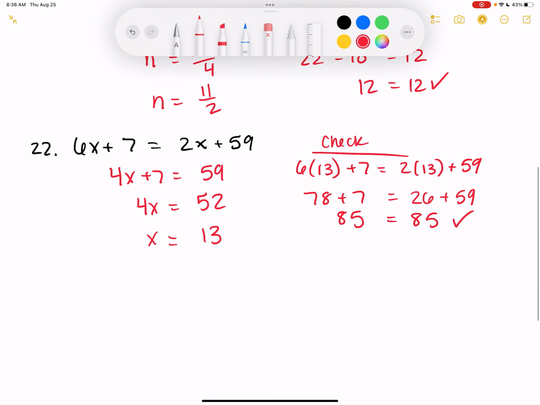All right, one more of those ones. 28. 5m minus 2 equals negative m minus 2.